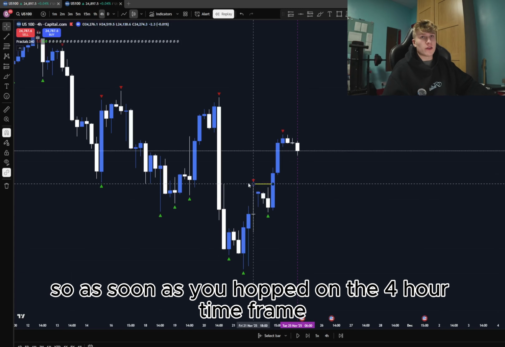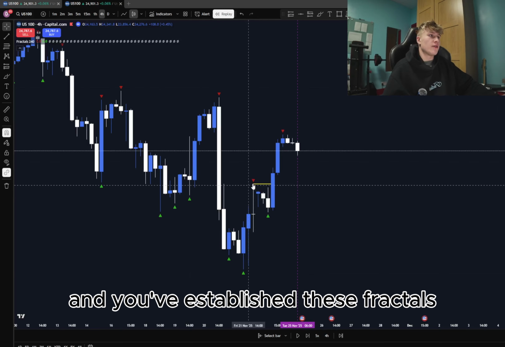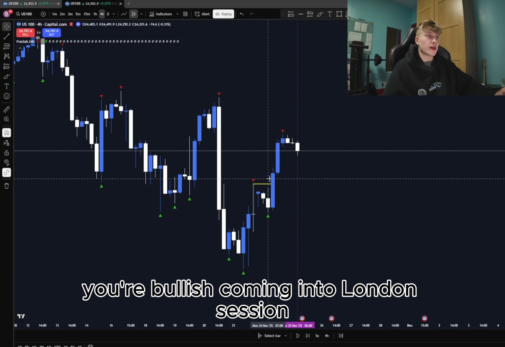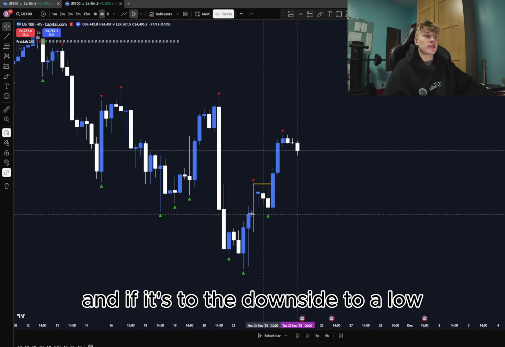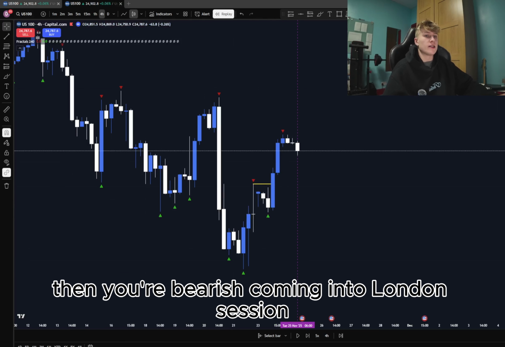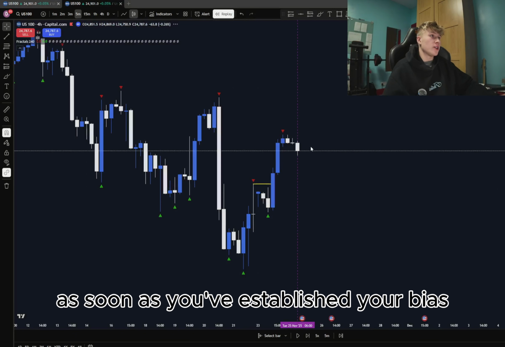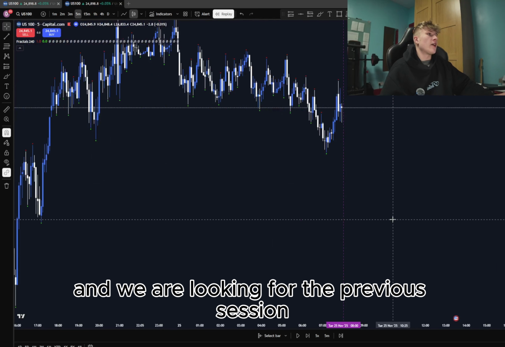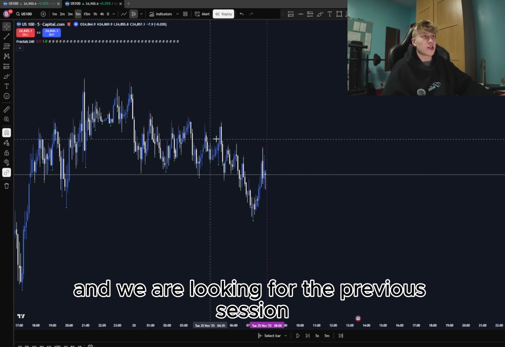So as soon as you hop on the 4-hour time frame and you've established these fractals, look for the most recent break of structure. If it's to the upside, you're bullish coming into London session, and if it's to the downside to a low, then you're bearish coming into London session. As soon as you've established your bias, you come into the session. So for us, we're coming into London session right here, and we are looking for the previous session low to get swept.